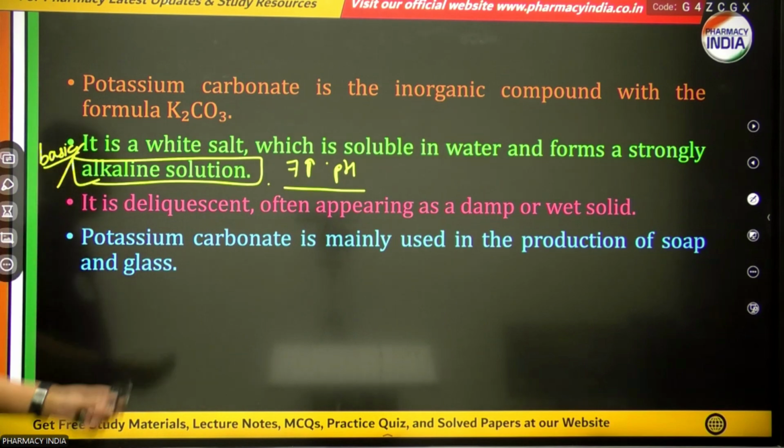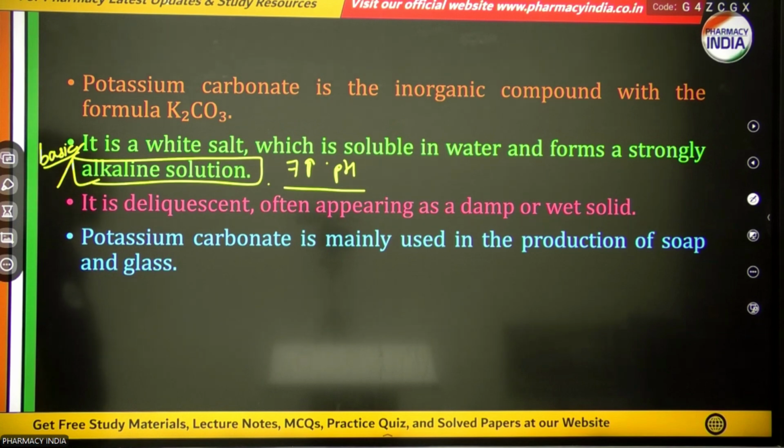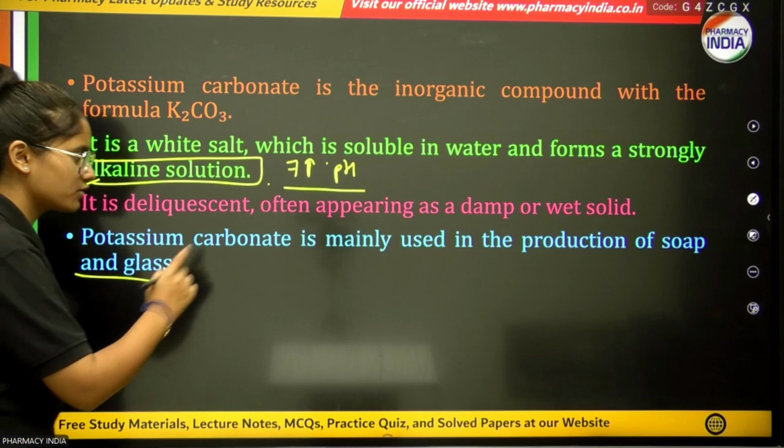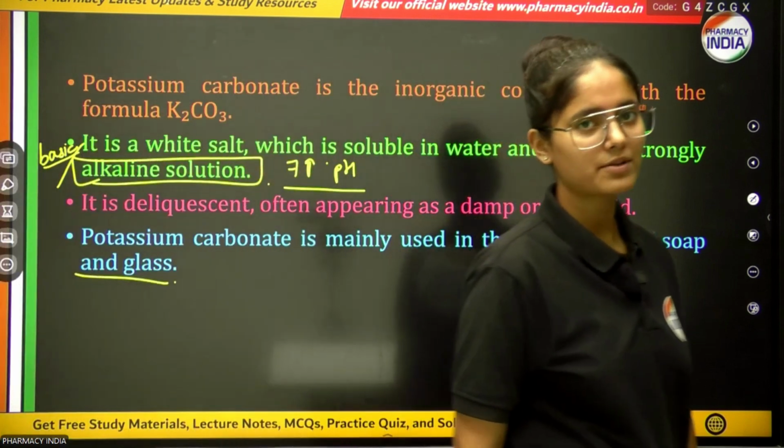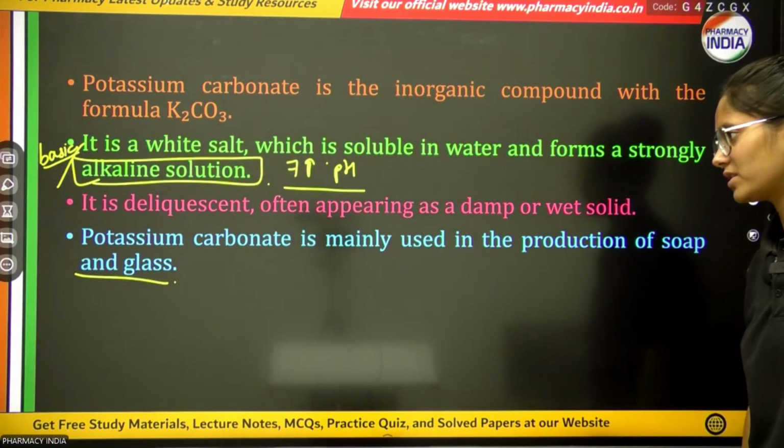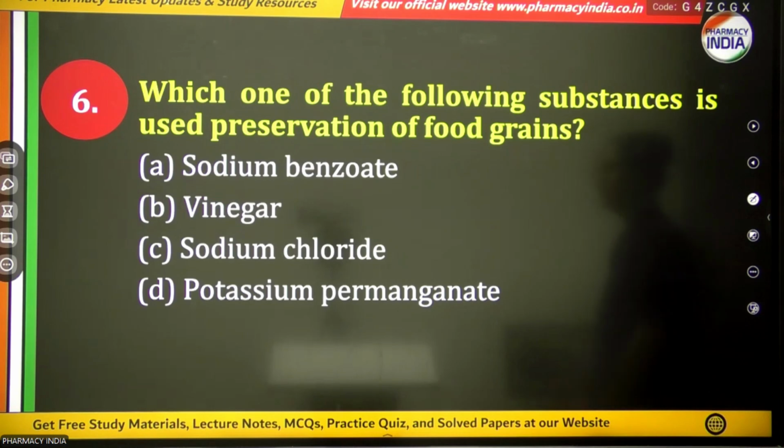It is deliquescent, often appearing as a damp or wet solid. Potassium carbonate is mainly used in the production of soap and glasses. Here, in the formation of soap and glasses manufacturing. Okay. Next question. Which one of the following substances is used for preservation of food grains?